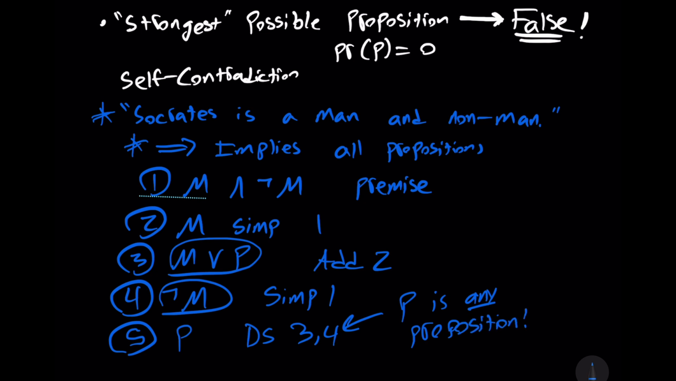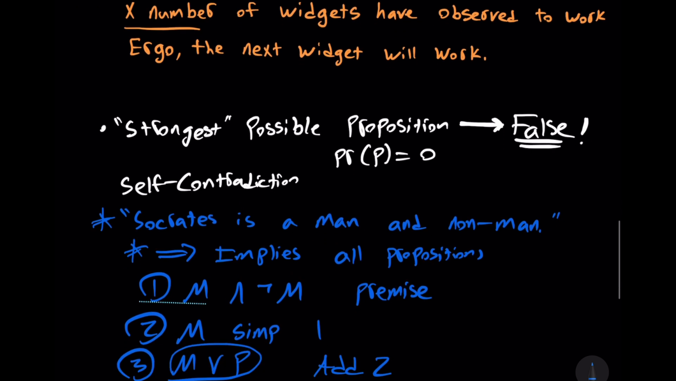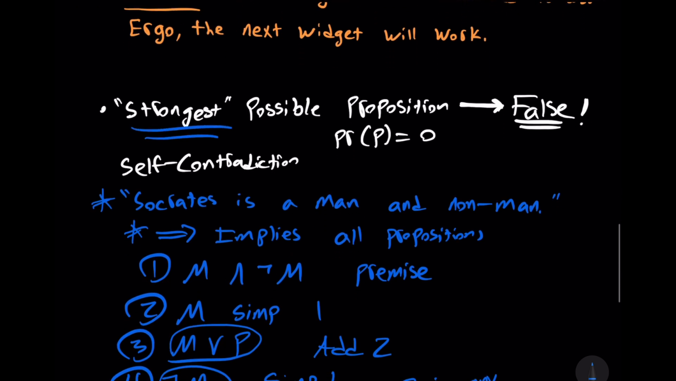So notice we have really a maximally strong proposition. And a maximally strong proposition is self-contradictory. It's a self-contradiction with a probability of being true as 0. So it must be a false statement. So the strongest possible proposition we can have is necessarily false.